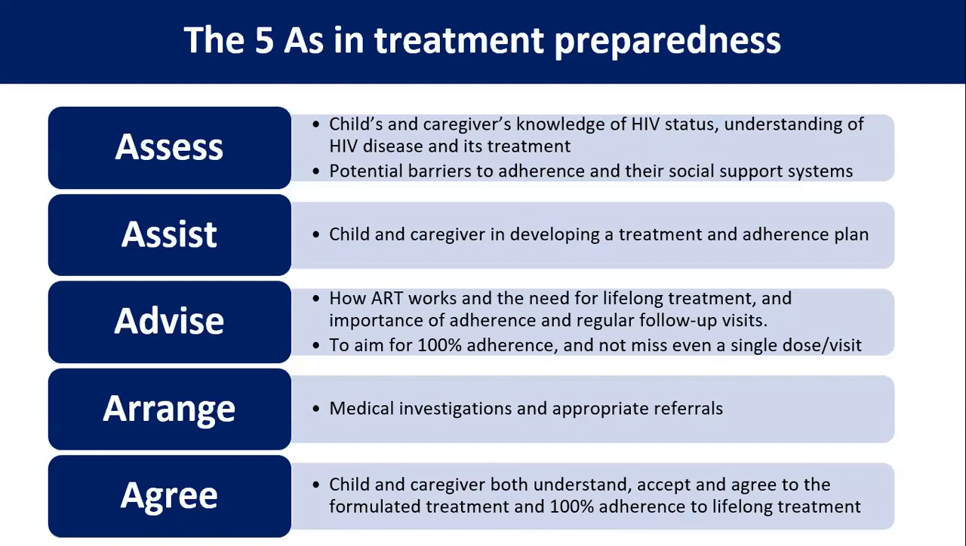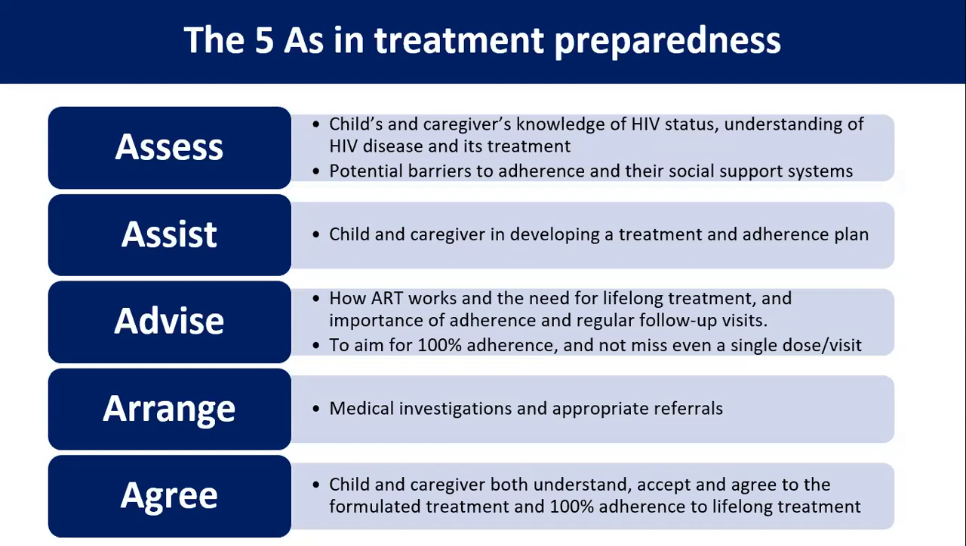Now, the 5 A's in the preparedness counseling are to assess the child's and caregivers' knowledge of HIV, their right understanding of HIV and how it is treated, and potential barriers to adherence and treatment and their social support systems. So based on their problems, say with the social support system, adherence issues or socioeconomic problems, we need to assess all those things as the baseline.